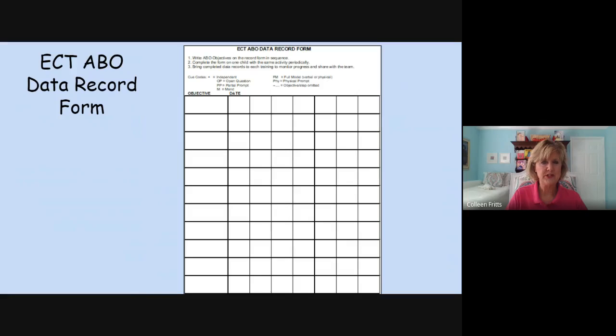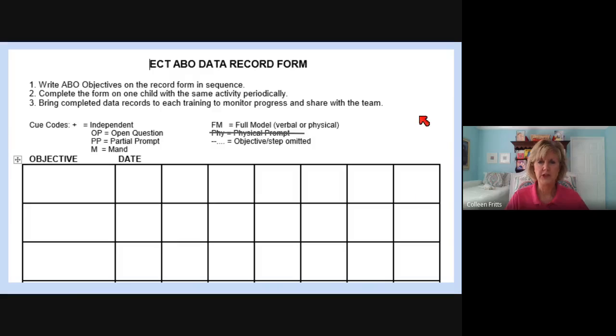Our second form is the ECT ABO, Activity-Based Objective Data Record Form. What this one allows you to do is write all the objectives that are going to happen in that particular activity. So for example, let's look at a bigger version of this.